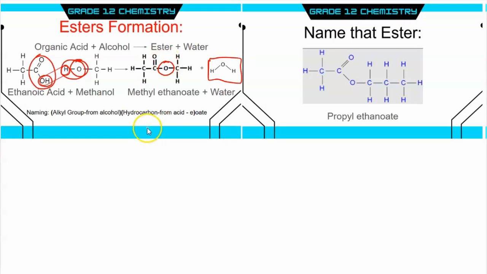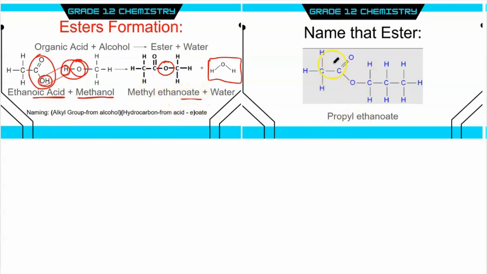How are we going to name the esters? Well, we're going to start with the alkyl group from the alcohol. So our alcohol in this case is methanol. So we're just going to name that methyl. We're just using the alkyl group. Then we're going to take our acid, which is ethanoic acid, and we're going to replace that with OH. So it becomes methyl ethanoate.